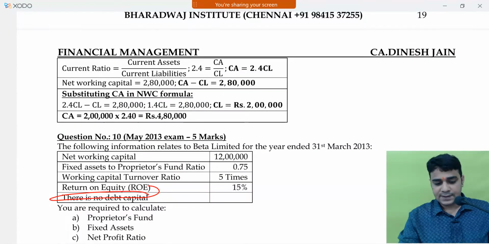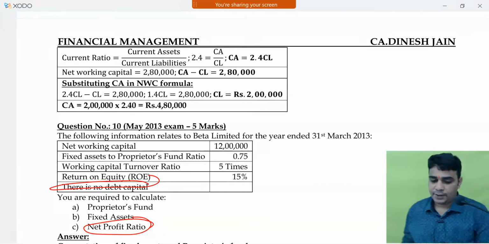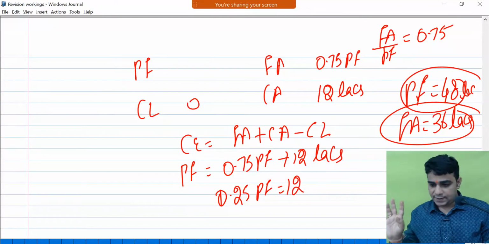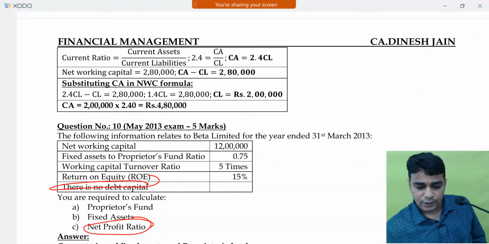Can you get me the net profit ratio? Think and see, how can you get to the net profit ratio? Your fixed asset figure is 36 lakh. Proprietor fund is 48 lakh. Think and tell me how will you get to the net profit ratio?